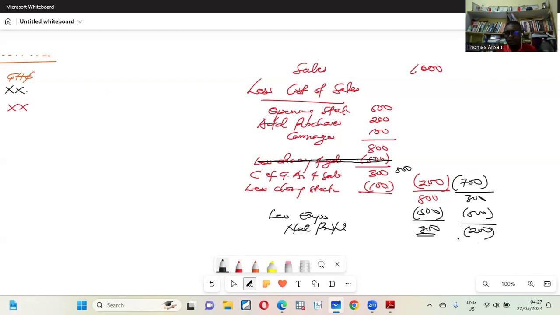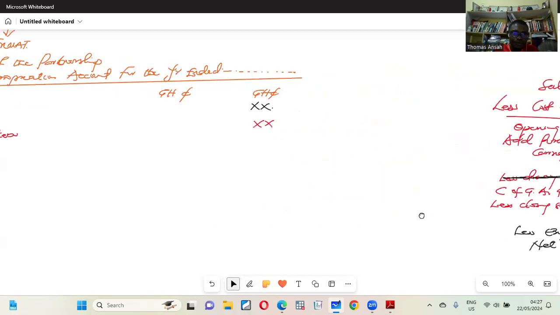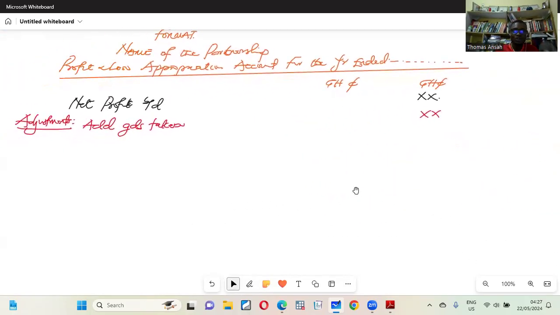For us to get the proper profit, you realize that we need to add the 500, and when we add the 500, our profit will be restored to what? 300. So that is why when you come here, you need to add any cost of goods taken to your net profit brought down. All right, so don't forget that. Once you do that, you can get your new figure.